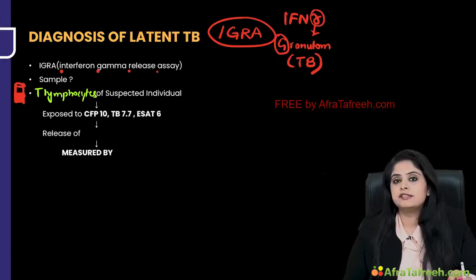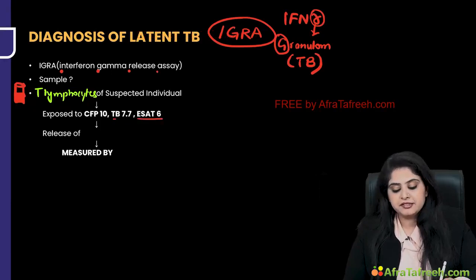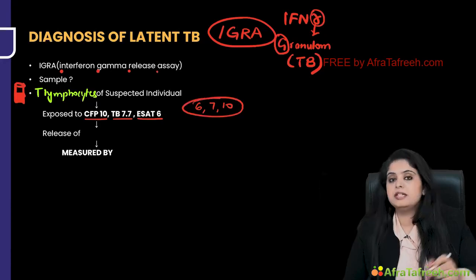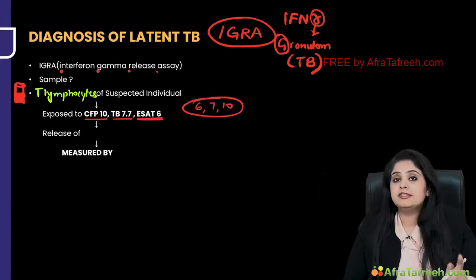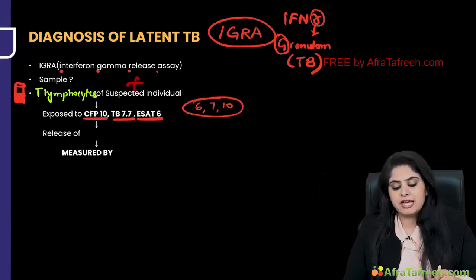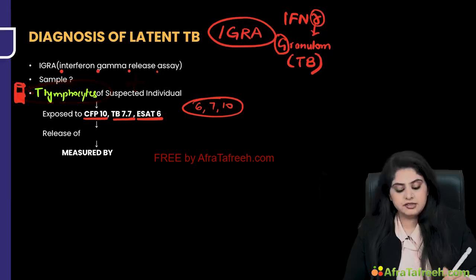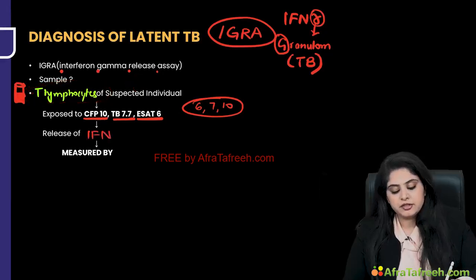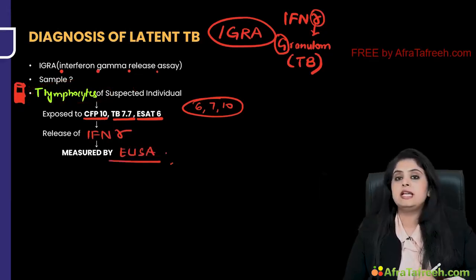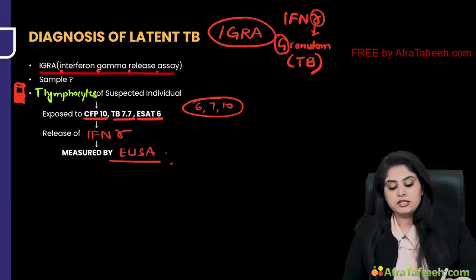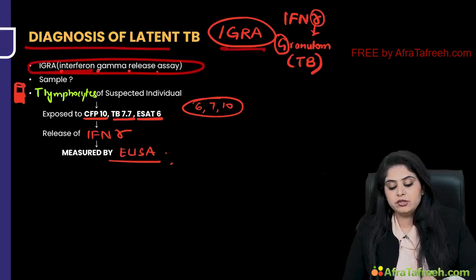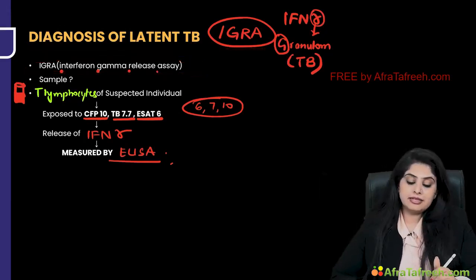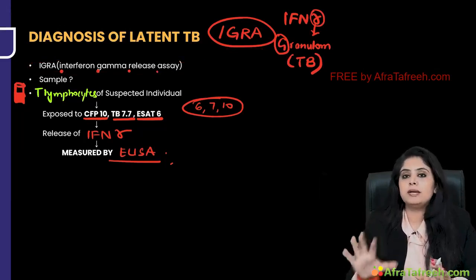You have 6, 7 and 10. ESAT 6, TB 7.7 and CFP 10. Repeating, ESAT 6, TB 7.7 and CFP 10. What will, for example, this person who has TB, what will the T lymphocytes release? The T lymphocytes will release interferon gamma. How will you measure it? It is going to be measured by ELISA. So please note, this is the interferon gamma release assay which you can do for the diagnosis of latent TB. That marks the end of TB, like proper mycobacteria TB.